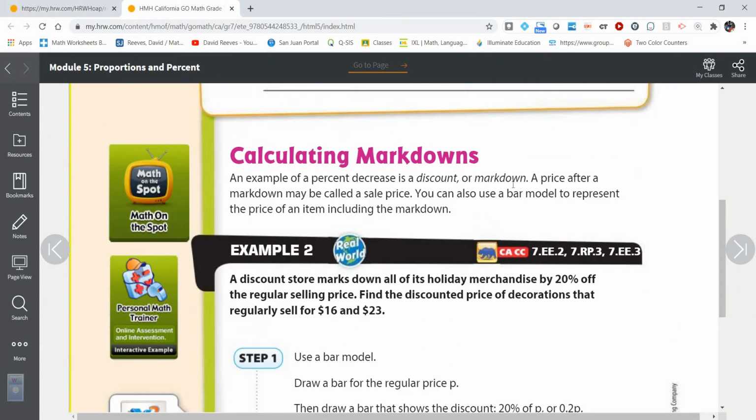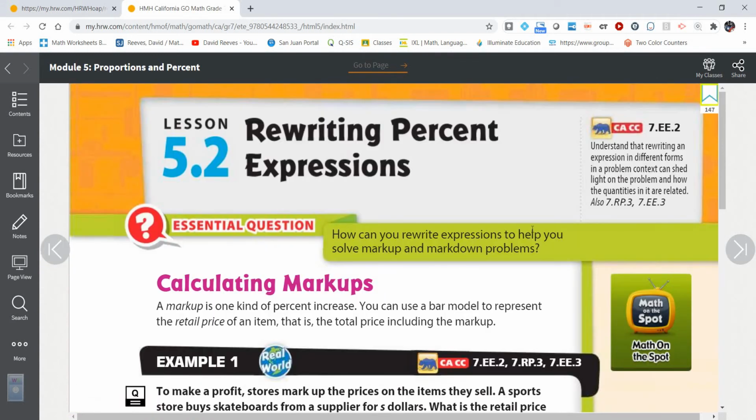So it's a discount or a markdown when you have a percent decrease. It is a markup when you have a price increase. All right, so we're going to be looking at those two things and also how to write different expressions to represent both markups and markdowns. All right, so let's take a look.